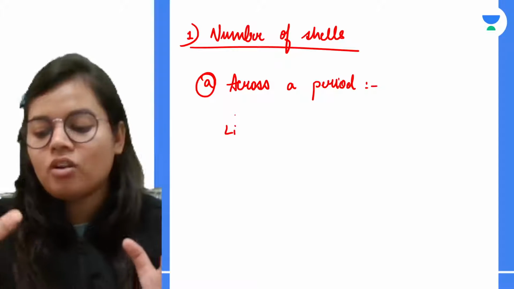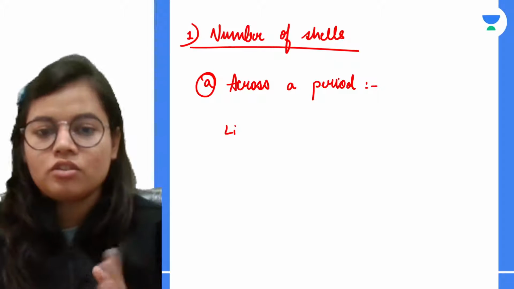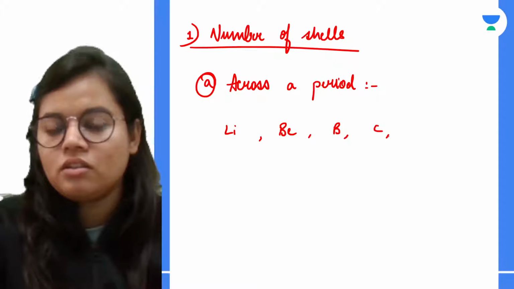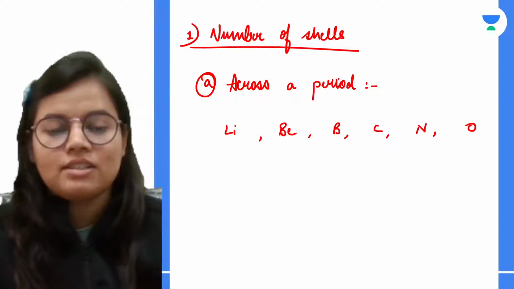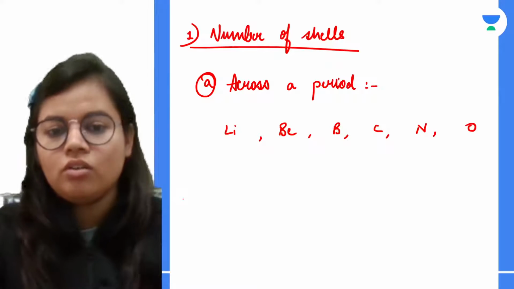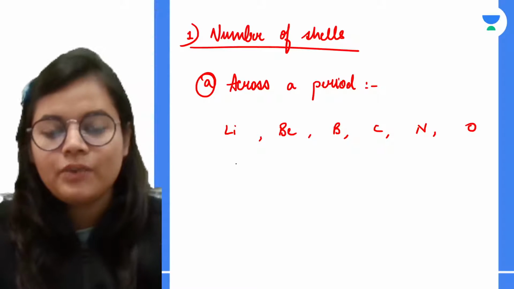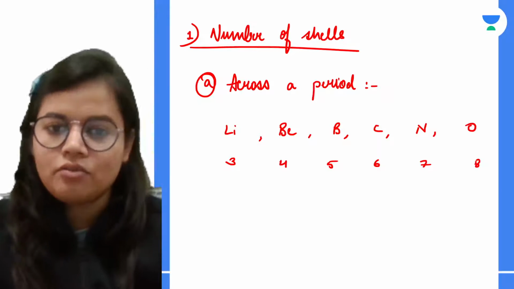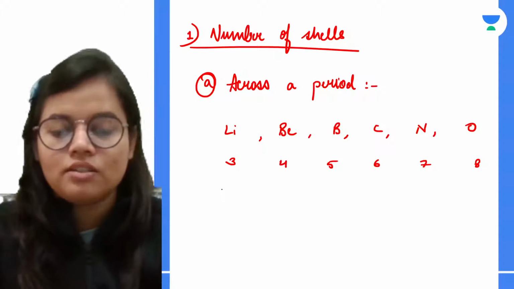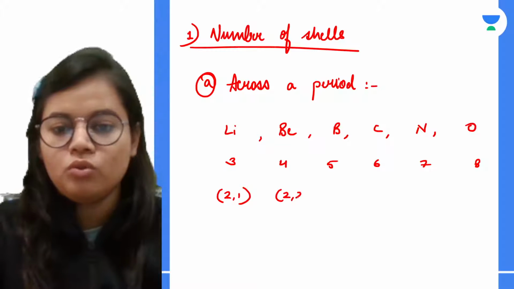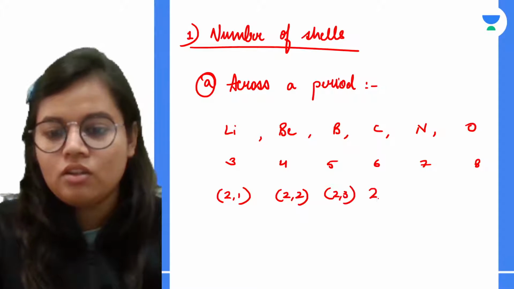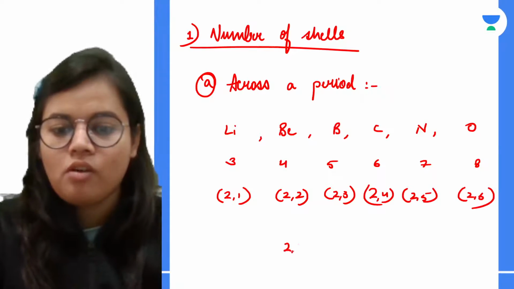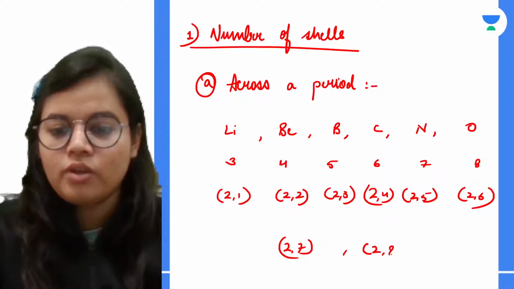If I talk about the elements when we are moving across a period, let's take only till oxygen, then we are having fluorine and neon. So this is one period, the atomic number is 3, 4, 5, 6, 7, 8, 9 and 10 for fluorine and neon. The configuration is 2,1; 2,2; 2,3; 2,4; 2,5; 2,6; 2,7 for fluorine and 2,8 for neon.